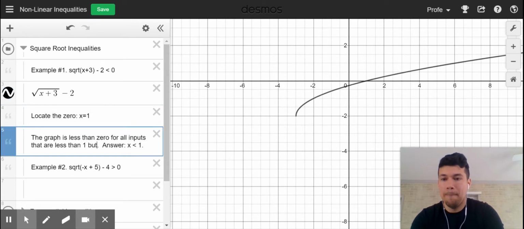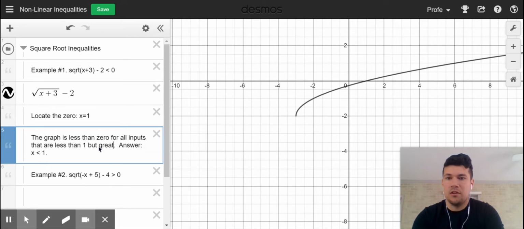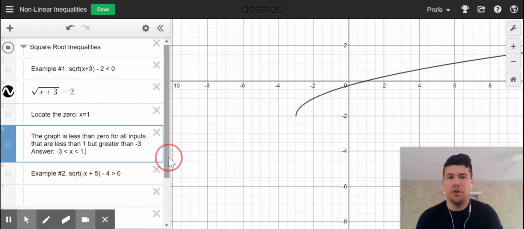All right. But greater than -3. All right. So you have to sandwich your answer between -3 and 1. So we say -3 is less than x is less than 1. So that's how you write whenever the answer is in between a set of numbers. Okay. And then I leave you an example right there for you to try on your own.